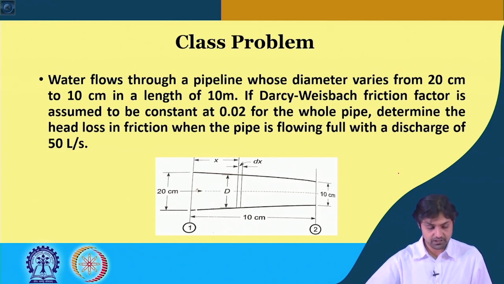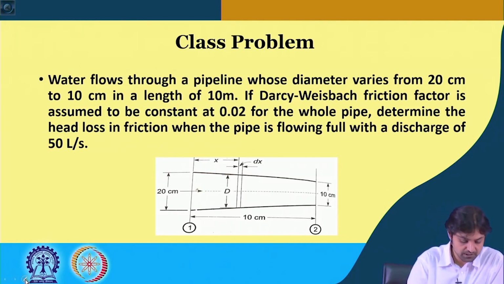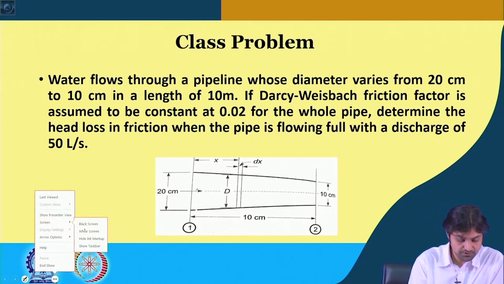The question says that water flows through a pipeline whose diameter varies from 20 centimeters to 10 centimeters in a length of 10 meters. If the Darcy-Weisbach friction factor f is assumed to be constant at 0.02 for the whole pipe, determine the head loss in friction when the pipe is flowing full with a discharge of 50 liters per second. So, we are going to solve this question.